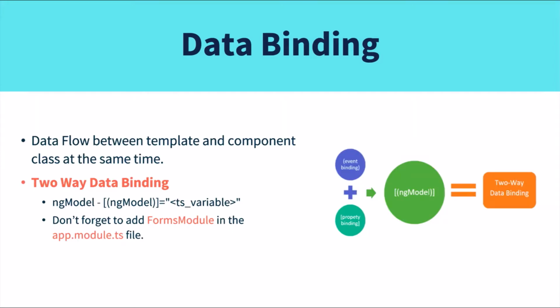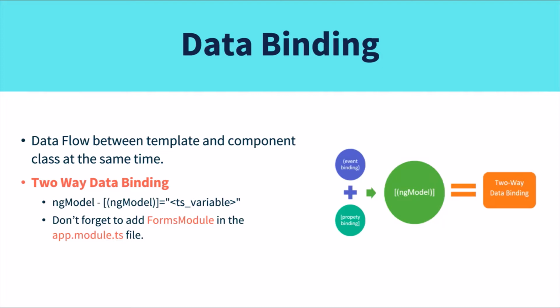So now let's look at two-way data binding. Two-way data binding means there will be data flow between the template and the component class at the same time, which means now we don't have to make an event like earlier, where we were pressing a button to send data from input to a variable inside a component and then printing that variable onto our HTML page using interpolation. This can be shortened using two-way data binding, and for doing it we use ngModel. Note that this ngModel is used within a square bracket, and then inside the square bracket we have parentheses.